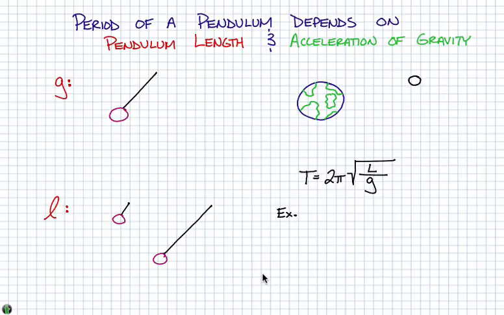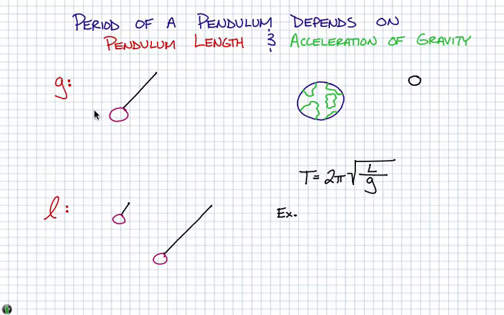If we want to calculate the period of a pendulum, that's going to depend on slightly different factors. It's not the mass and the spring constant. We don't have a spring here. It's actually on the pendulum length and the acceleration due to gravity. So we'll look at the acceleration due to gravity first.